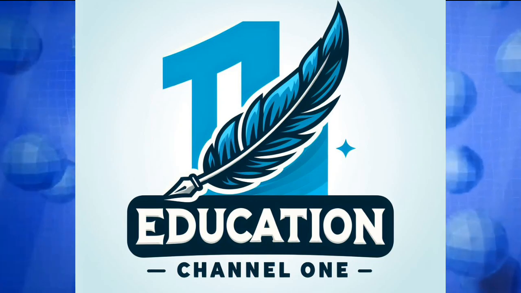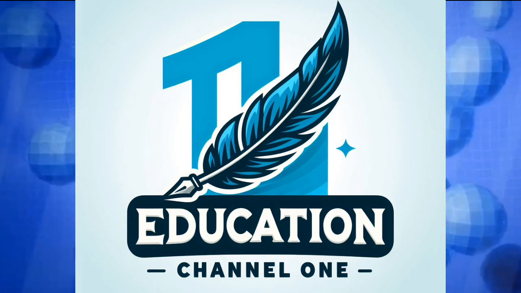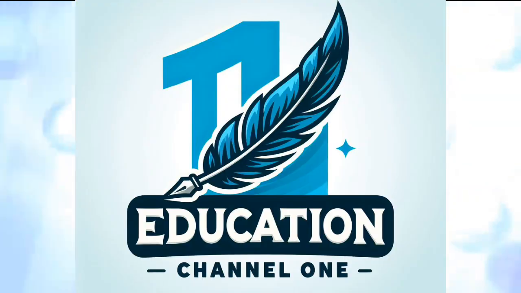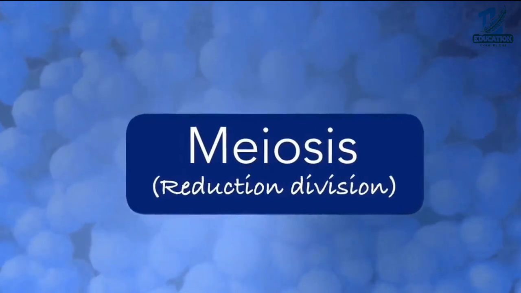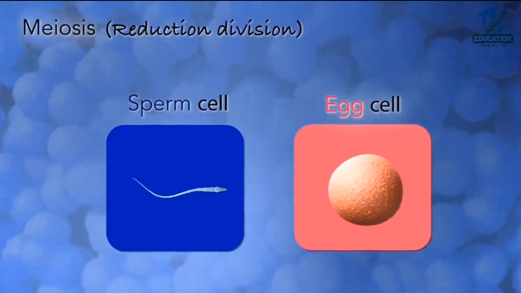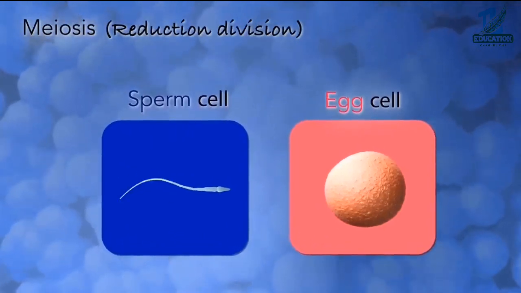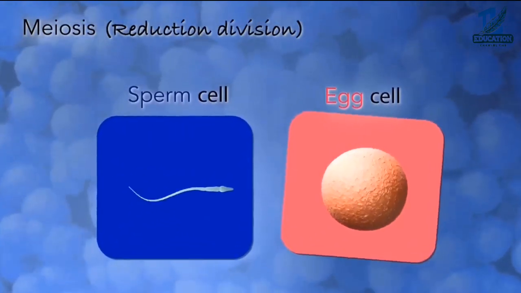In this lesson, we'll explore the details of what happens during the phases of meiosis. Meiosis, sometimes called reduction division, is the type of cell division that produces gametes. By gametes we mean sex cells, such as sperm cells in males and egg cells in females.